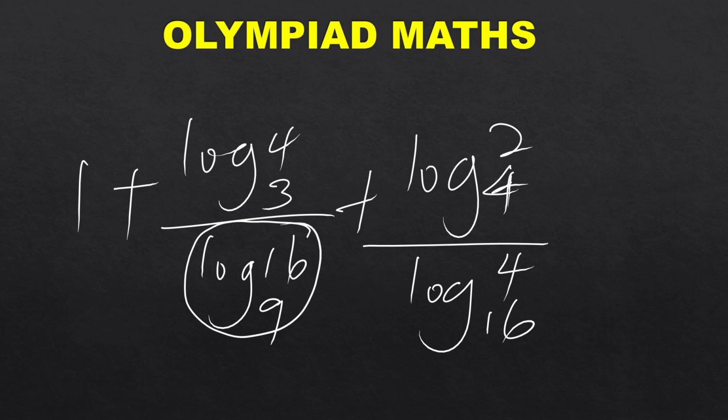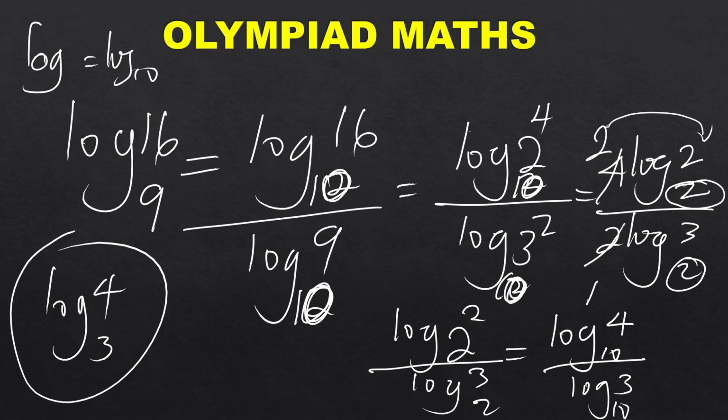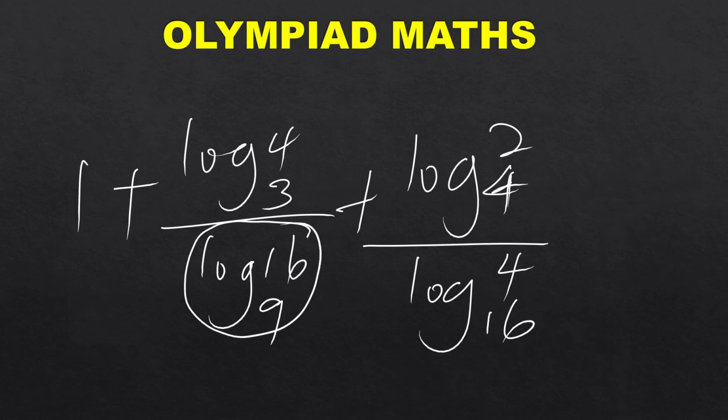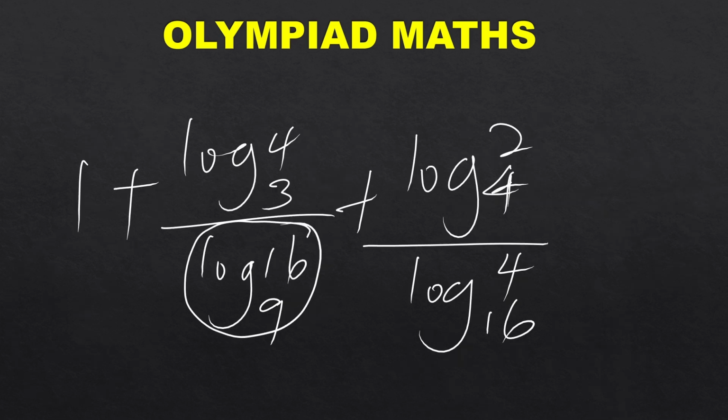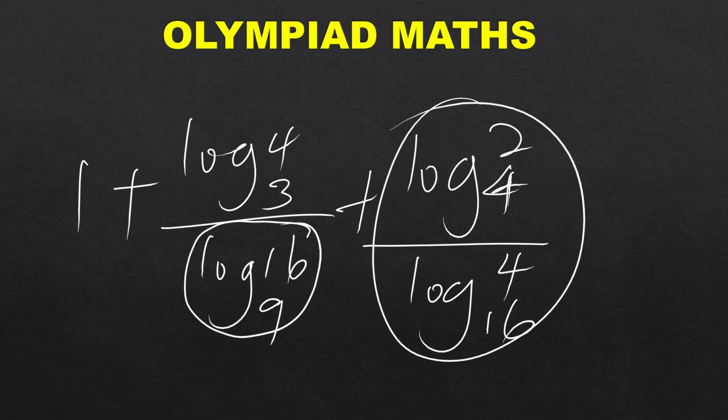So going back, log 4 base 3 over log 4 base 3 is also going to be 1. So I'm going to have 1 plus 1, then plus the next one, which is log 2 base 4 over log 4 base 16.